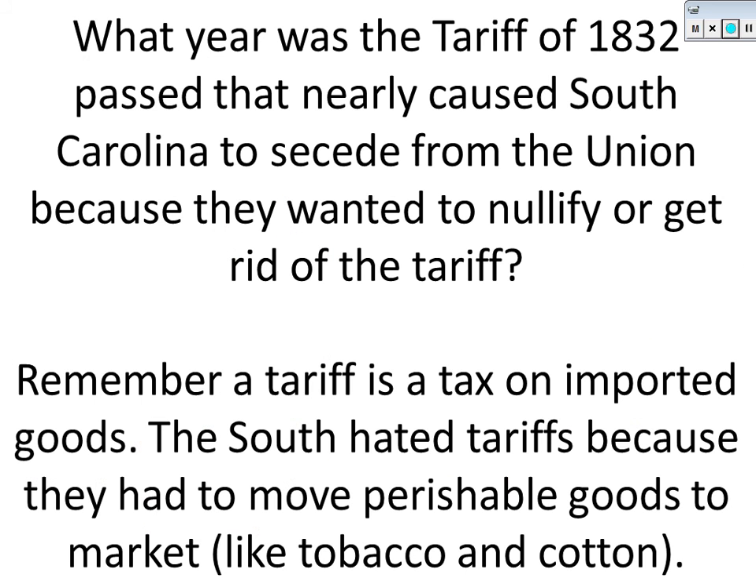What year was the Tariff of 1832 passed that nearly caused South Carolina to secede from the Union because they wanted to nullify or get rid of the tariff? 1832. Good job. Remember, a tariff is a tax on imported goods. The South hated tariffs because they had to move perishable goods to market, like tobacco and cotton.